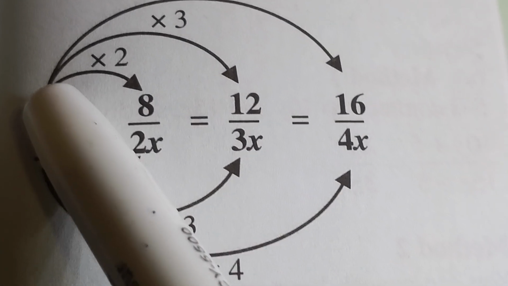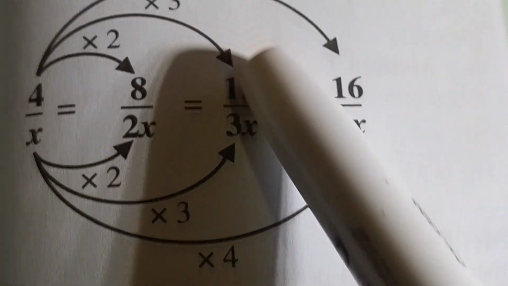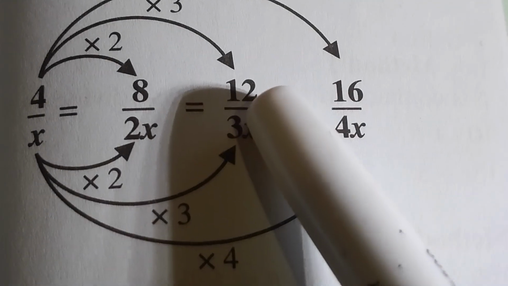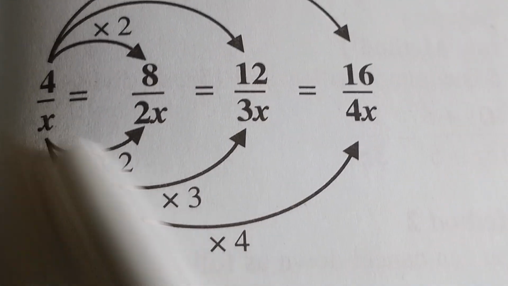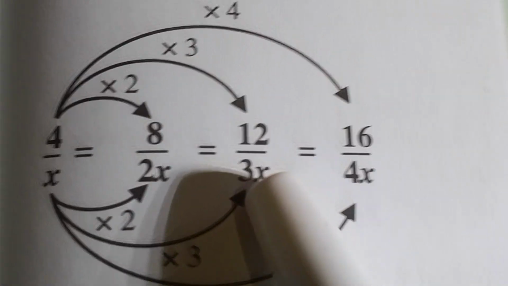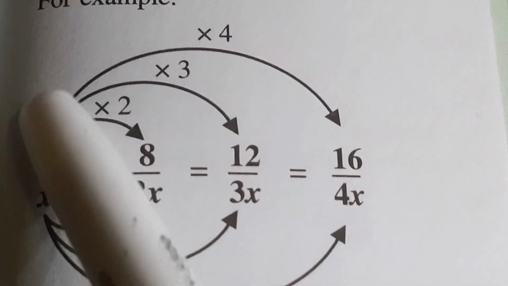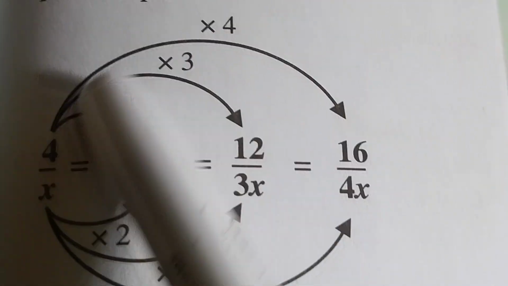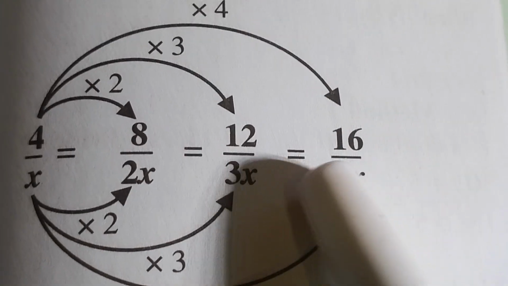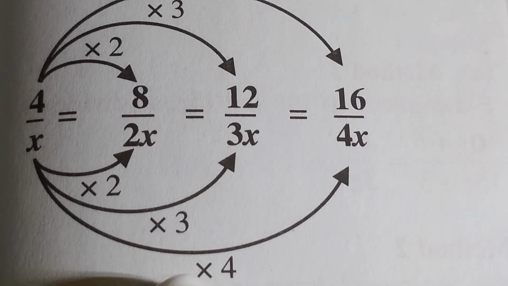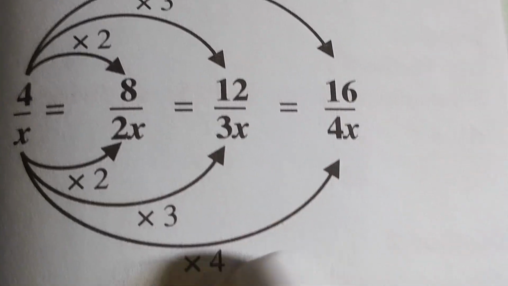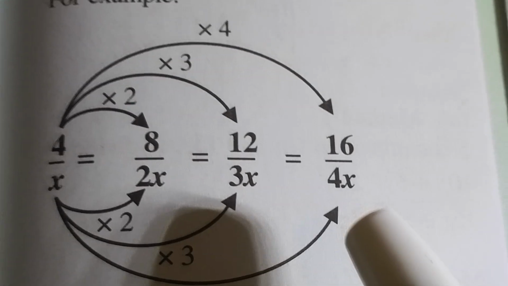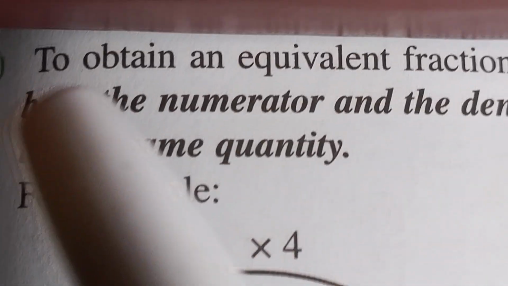Let's multiply by 3. 4 times 3, it will give us 12. Look at it, 12. 3 times x, it will give us 3x. It's rising. Let's multiply by 4. 4 times 4, it will give us 16. Then x times 4 will give us 4x. So it will continue to rise like that. And this is called equivalent fraction.